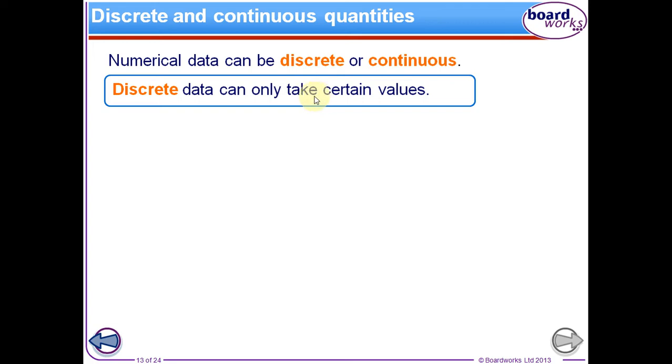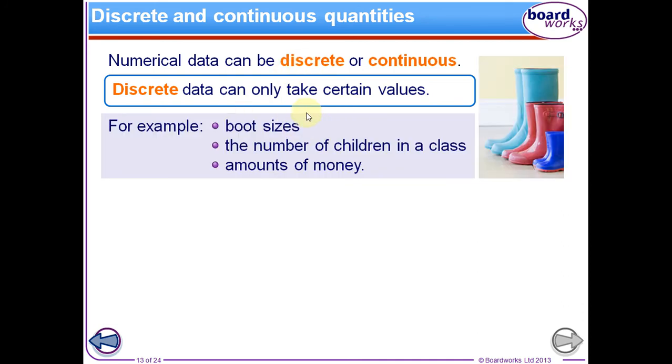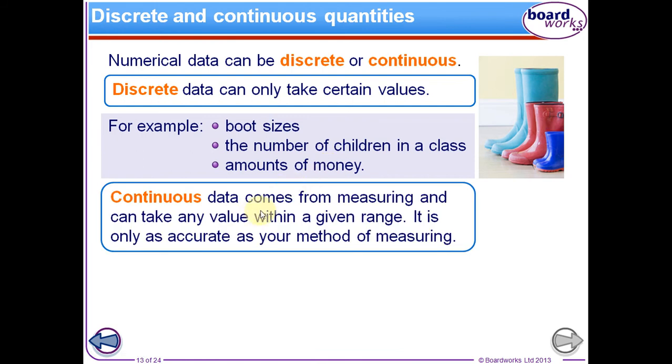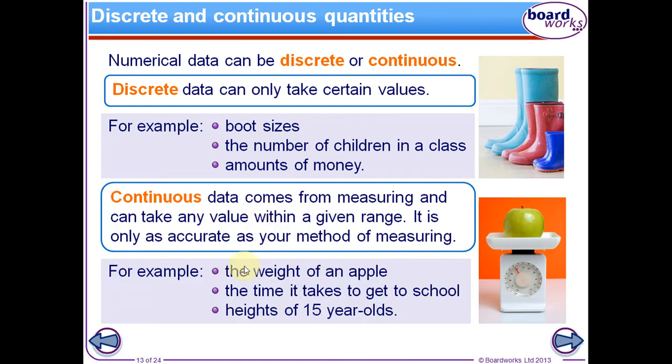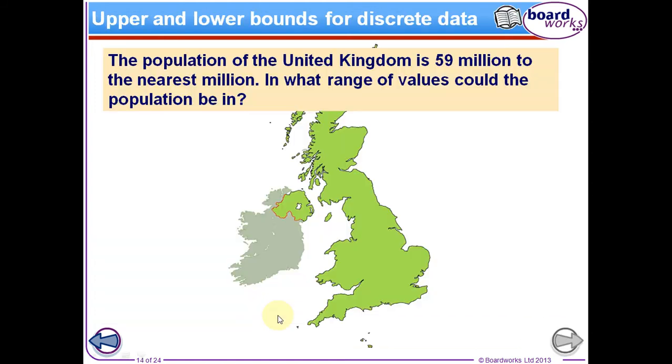So discrete data can take certain value. Better still, let me just tell you this. Discrete data are countable data, okay? So anything you can quantify, you can count, so they are discrete. While continuous data are measurable data, so any quantity you can measure is continuous. But quantity that can be counted, they are discrete data, okay? So I think that's better. So for example, boot size, this is sizes, okay? Number of children in class, you can count, okay? Amount of money is countable, okay? So continuous data are measurable data. I said that earlier, so I don't need to waste time. So for example, you have weight, time, and height. So let's just move ahead.